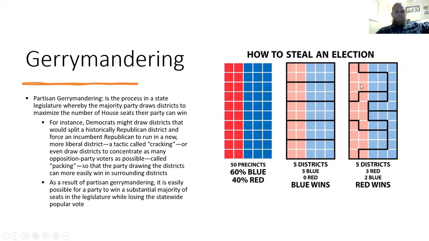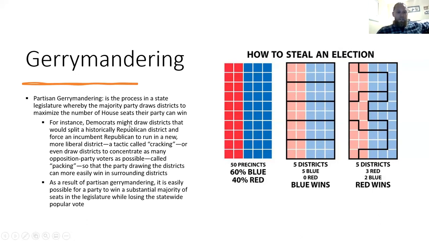So for instance, Democrats might draw districts that would split a historically Republican district and force an incumbent Republican to run in a new, more liberal district, a tactic called cracking, or even draw districts to concentrate as many opposition party voters as possible, called packing, so the party drawing the districts can more easily win in surrounding districts. And that is what this one is. That's packing Democrats as heavily as possible into 2 districts to then give the Republicans, in this case, the majority of control.